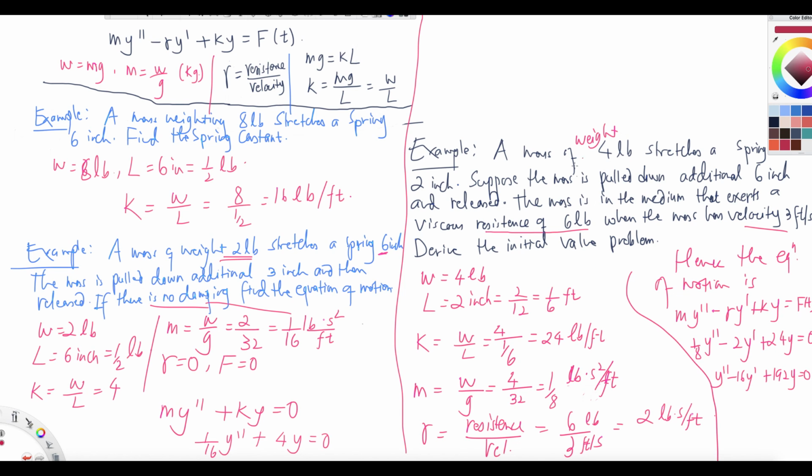Now, we didn't use one of the things here. Suppose the mass is pulled down additional 6 inch and released. So what is y at 0? At the beginning, the object was pulled down 6 inch. Since the downward direction is positive, you can write y0 equals 6 inch, that is 1/2 feet. And what was the initial velocity? Y prime of 0 is the initial velocity of that object, and it was released from rest, because it was pulled down and then released. So this is the initial condition. Basically this sentence is giving you the initial condition, so this is the initial value problem you get from this question.